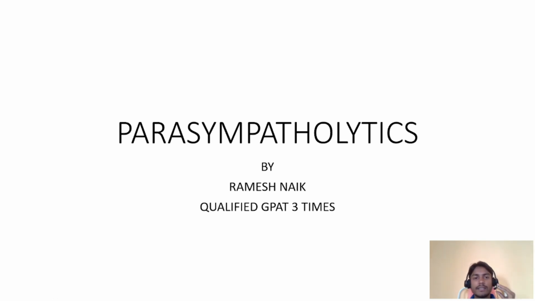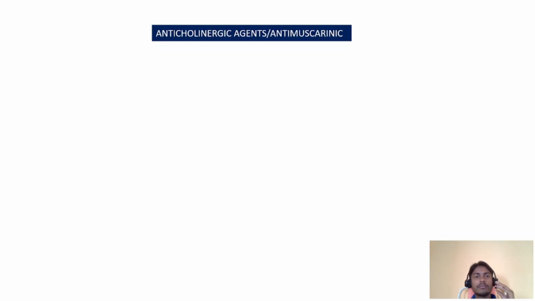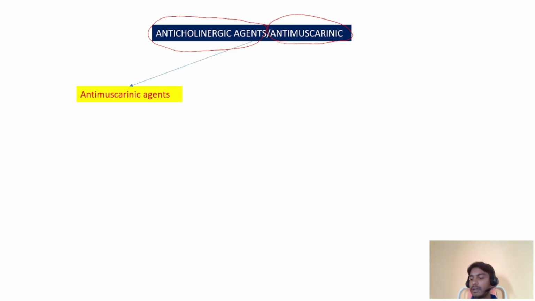Now the topic is parasympatholytics. When it comes to the parasympatholytics, we can also call them anticholinergic agents or antimuscarinic agents. Again, this can be classified, because two receptors are there: one is the muscarinic receptor, another one is the nicotinic receptor.